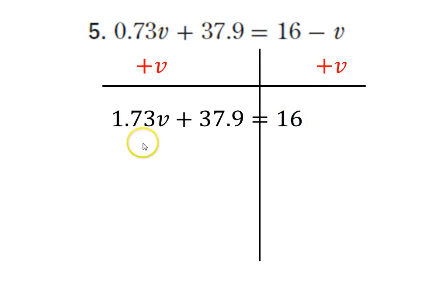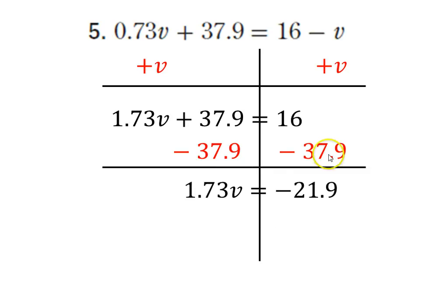Next, I'm going to subtract 37.9 on both sides because I want to get v by itself on one side of the equal sign. Why subtract? Because it's a positive. So I subtract on the left-hand side, and I subtract on the right-hand side. When I do that, what I get on the left-hand side is the 1.73v. The 37.9s are gone because these canceled out. And this equals negative 21.9. Where does that come from? 16 minus 37.9 is negative 21.9.